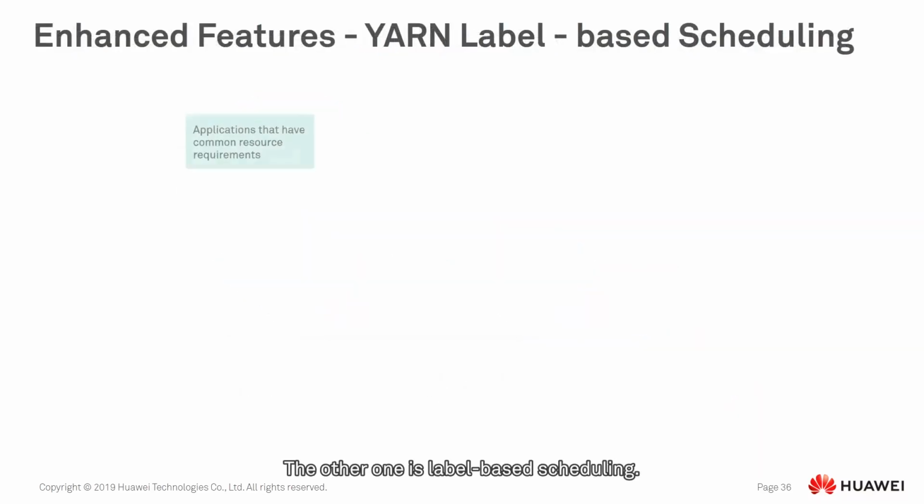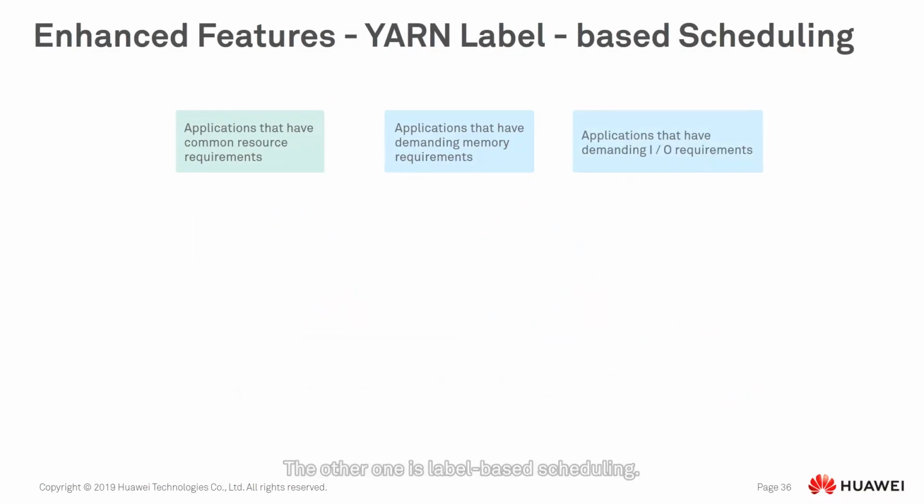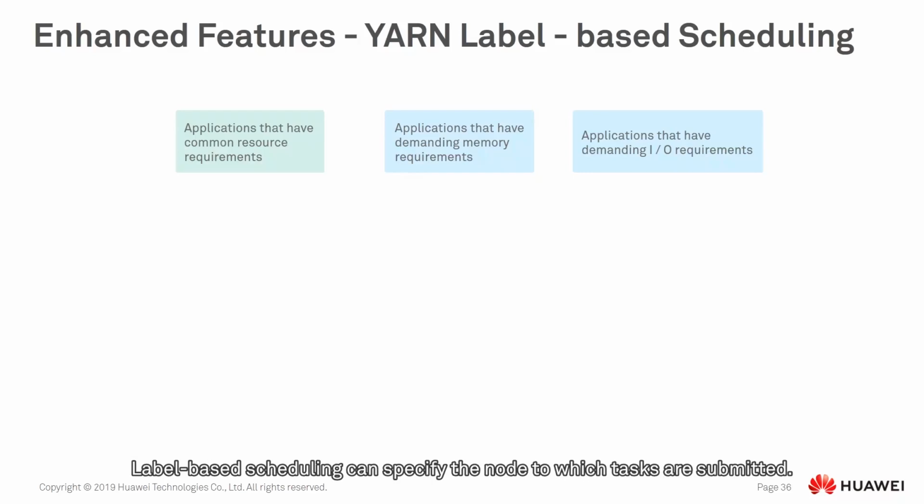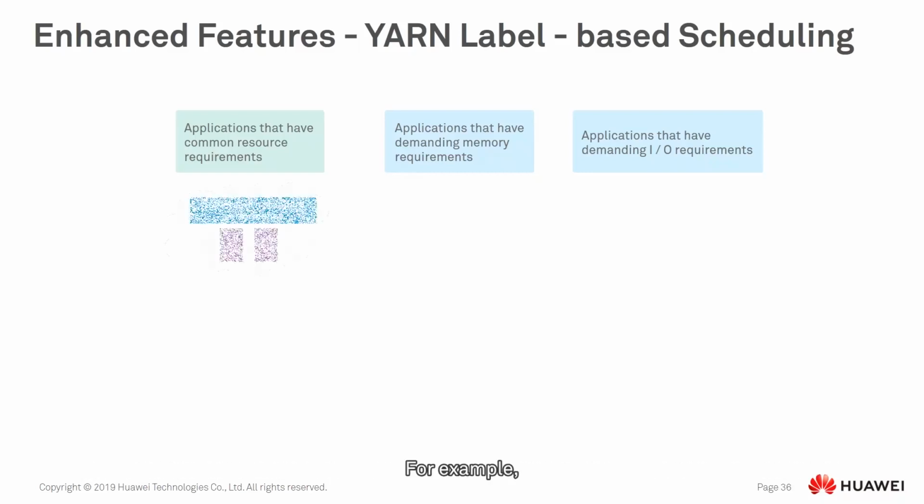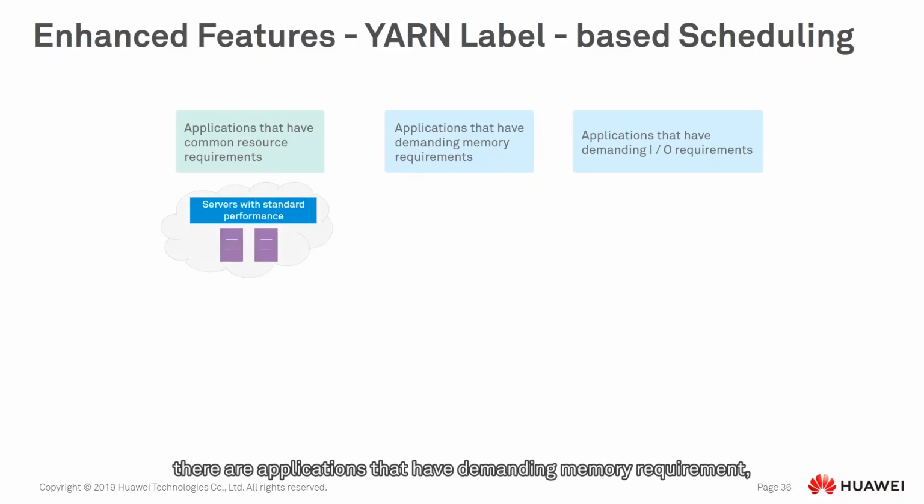The other one is label-based scheduling. Before label-based scheduling is used, it's impossible to control which node a task is submitted to. Tasks are allocated to nodes based on some algorithms and conditions. Label-based scheduling can specify the nodes to which tasks are submitted. There are some scenarios where applications may need special computing resources. For example, there are applications that have demanding memory requirements, but due to uncontrollable task submission, these tasks may run on servers with standard performance.